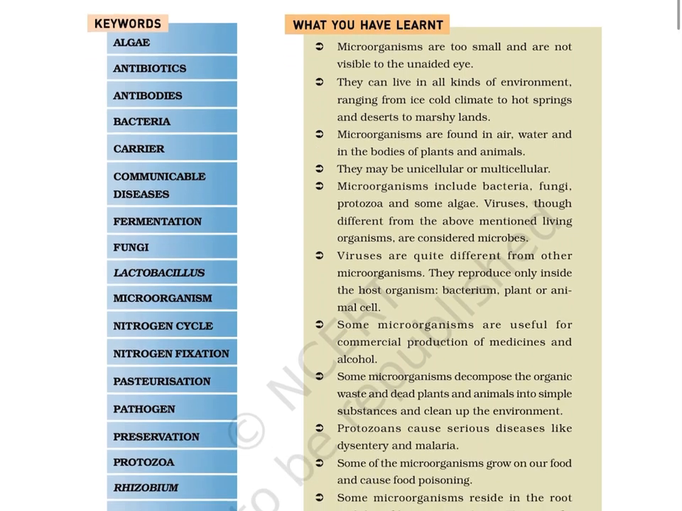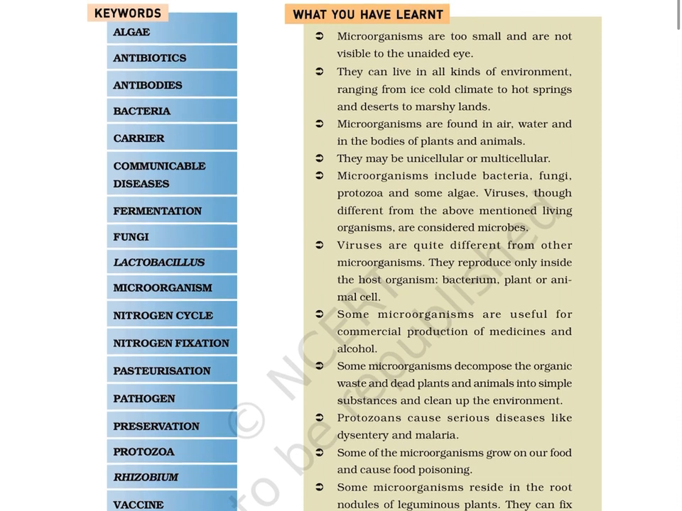Microorganisms are too small and are not visible to the unaided eye. They can live in all kinds of environment, ranging from ice-cold climate to hot springs and deserts to marshy lands. Microorganisms are found in air, water, and in the bodies of plants and animals. They may be unicellular or multicellular. Microorganisms include bacteria, fungi, protozoa, and some algae.